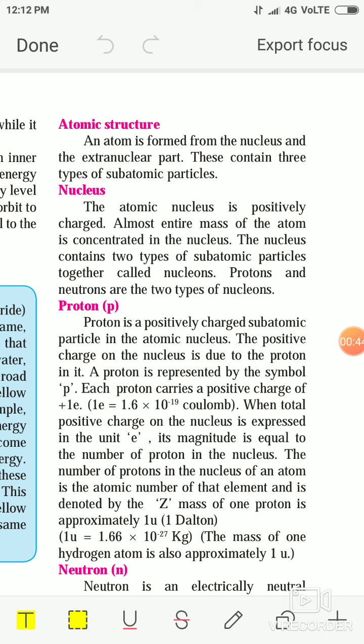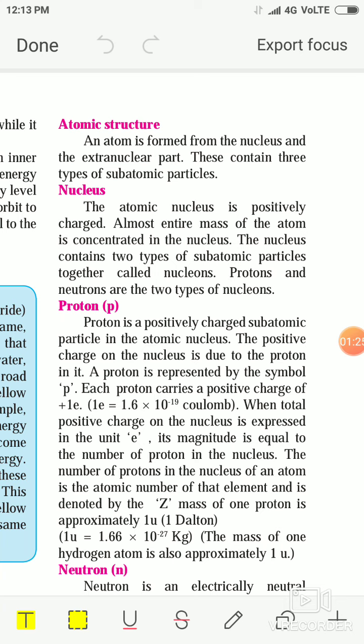Before starting, let's see about the nucleus of an atom. The atomic nucleus is positively charged, as we have seen already. Almost the entire mass of the atom is concentrated in the nucleus. The nucleus contains two types of subatomic particles, together called nucleons, and these particles are protons and neutrons.